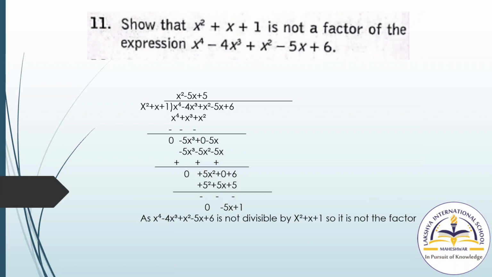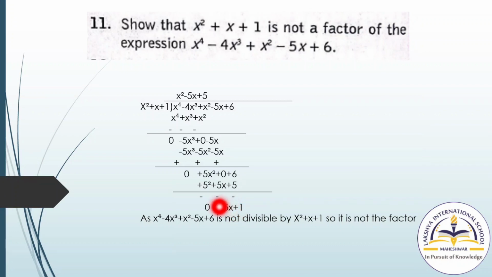Now here question number 11, show that x square plus x plus 1 is not a factor of the expression x to the power 4 minus 4x cube plus x square minus 5x plus 6. Now here what you have to do, this is the dividend and this one is the divisor. So when we will divide them, we will get minus 5x plus 1 as remainder.